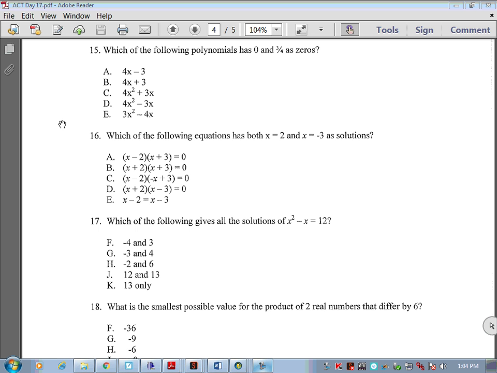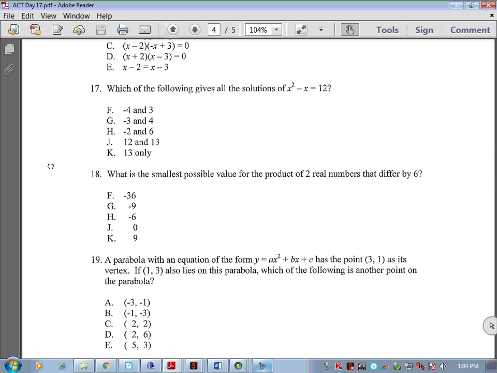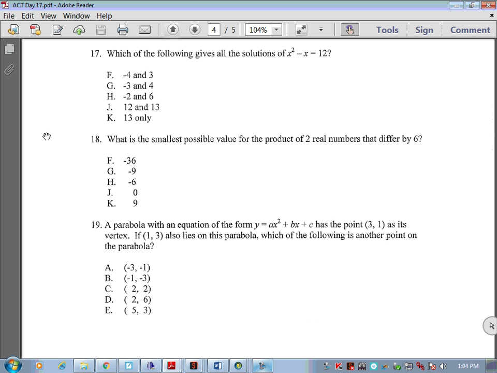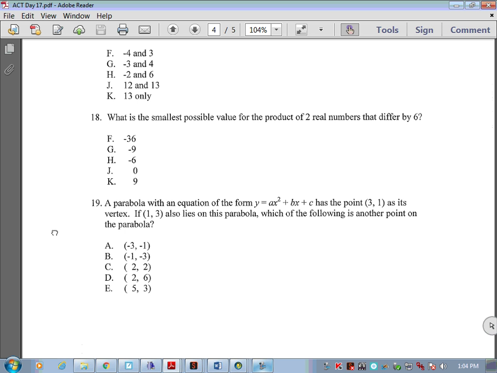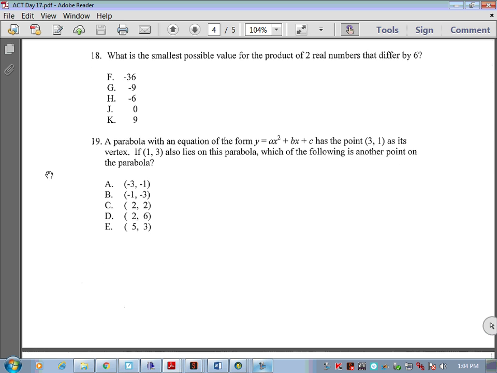17? Okay. So you don't need it. Okay. 18. Okay. Which is the smallest possible value for the product of two real numbers that differ by 6? What's the smallest possible value for the product of two numbers that differ by 6?